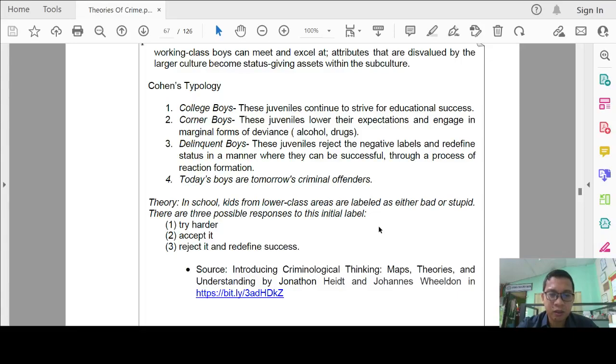So, accordingly, those who are belonging to lower class are stupid or bad. In particular, kung familiar kayo about the Black Americans, no? Mostly Black Americans, doon sa Amerika, they are labeling it as poor and stupid as well as bad. Yun yung label ng Black Americans, no? And then dito, wala naman. Now, initially, kaya nila tinawag na poor or ang lower class is bad or stupid because of this. They try harder and then also they accept it and then they reject and redefine success.